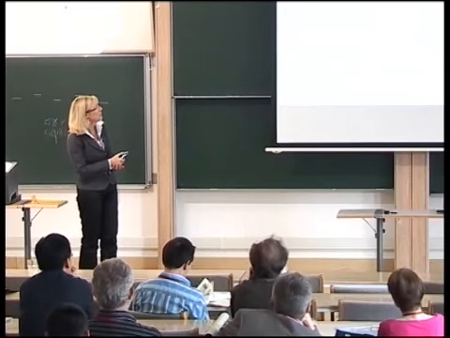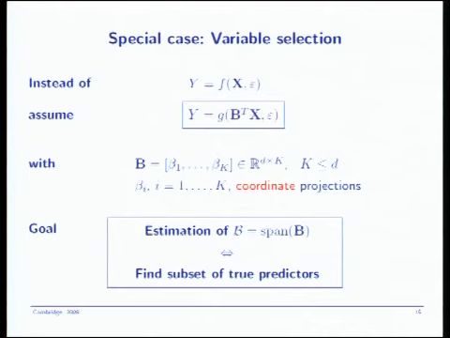Okay, so now to the second part, where we look at the special case of dimension reduction, which is variable selection. That is the same type of model, but now we only look at coordinate projections, because this is just variable selection. And in that situation, the estimation of the dimension reducing space B is just the task of finding the subset of the true predictors.